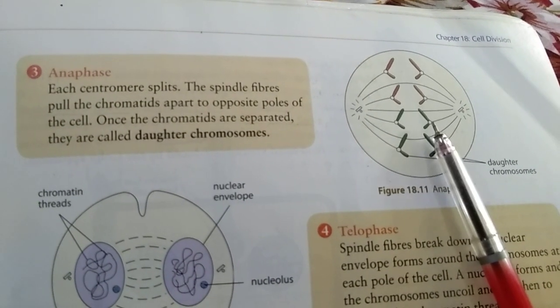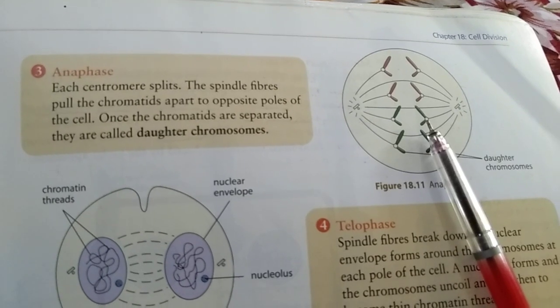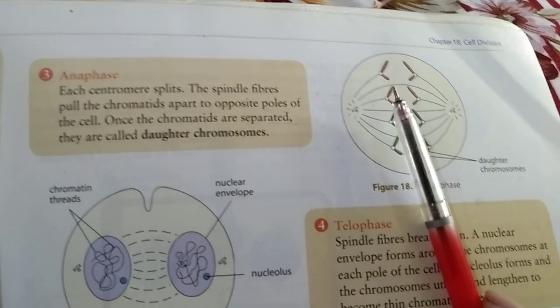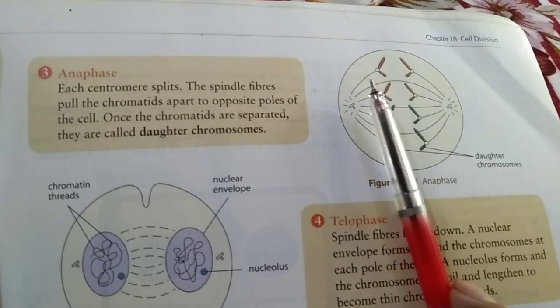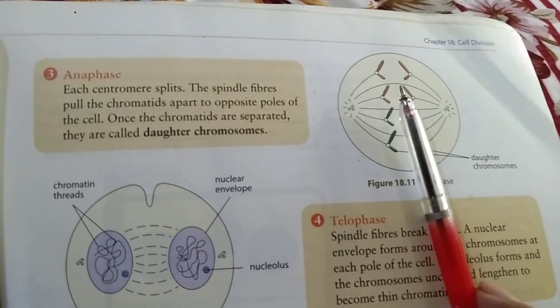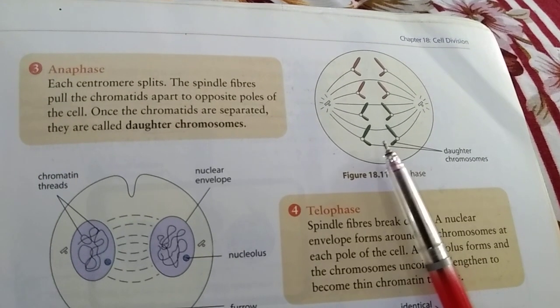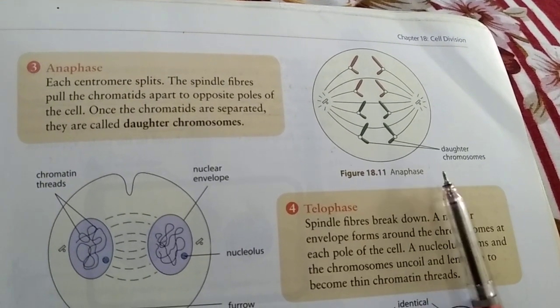Spindle fibers attach to the centromere and pull the chromatids in opposite directions, half to one side and half to the opposite side. These are then called daughter chromosomes.